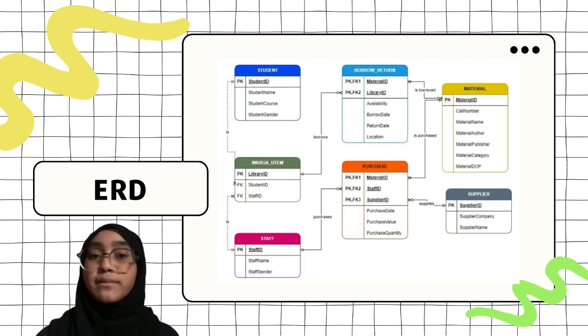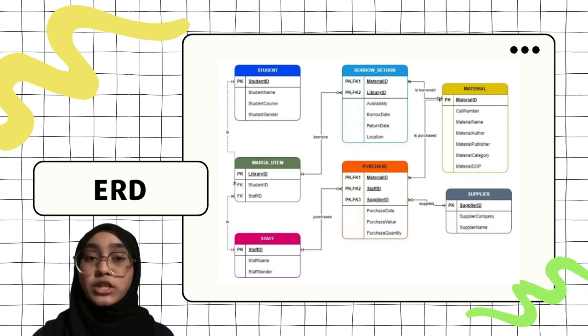7. Staff can purchase many materials. 8. At least one material is purchased by one staff at one time. 9. Supplier supplies many materials. 10. One material is supplied by one supplier. 11. Supplier may supply the materials to staff. 12. Staff may purchase materials from supplier.